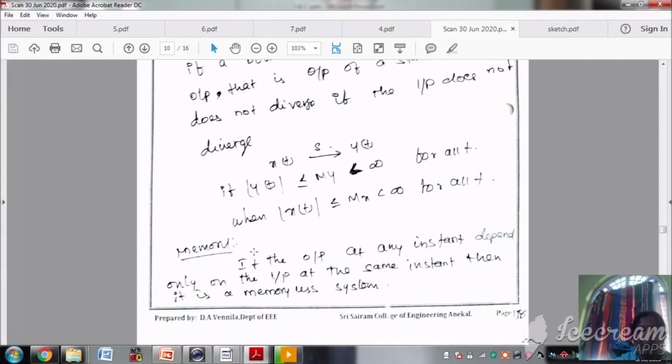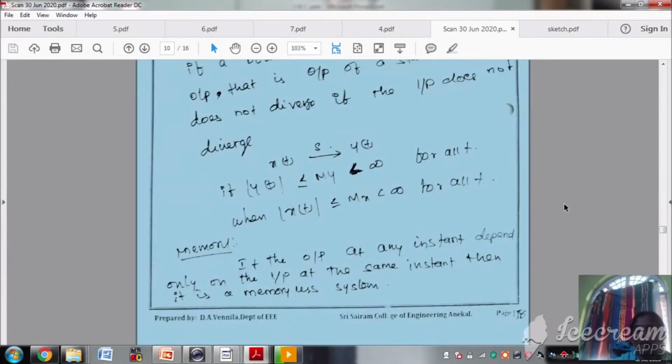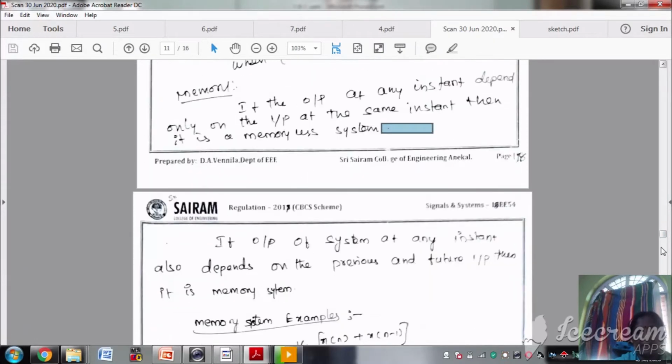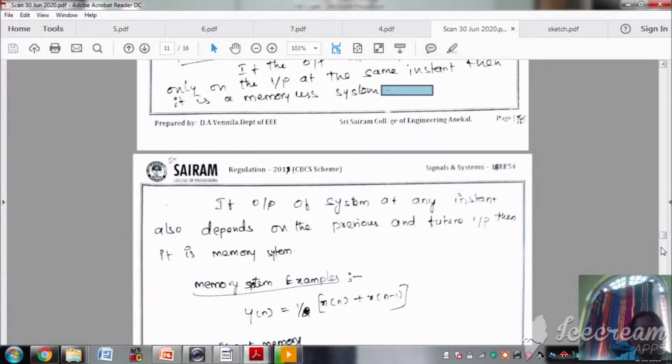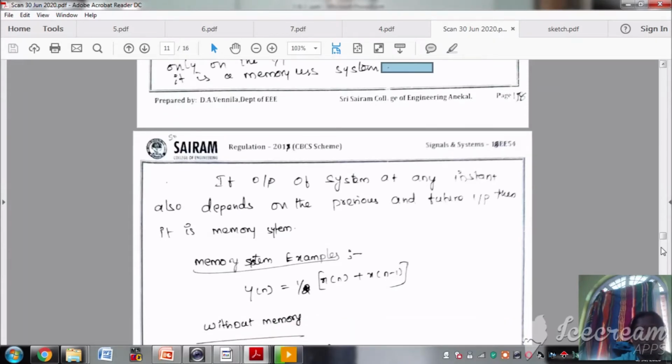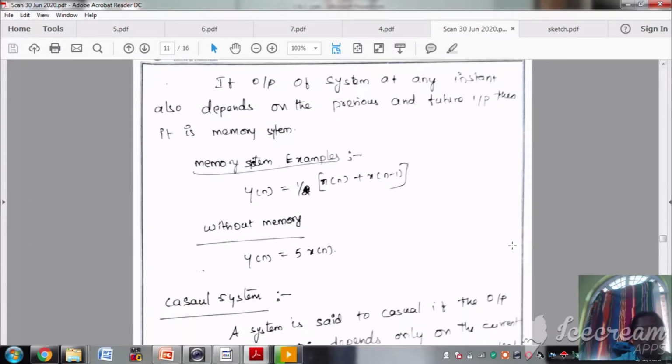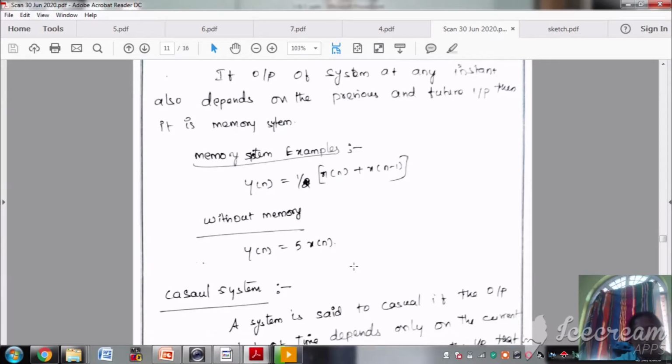The next one, memory. If the output at any instant depends only on the input at the same instant, then it is said to be a memoryless system. If the output of the system at any instant also depends upon the previous and future input, then it is said to be a memory system. For example, in a memory system, x of n minus 1 is your previous value and x of n is your present value. Without memory means there is no shifting or multiplication with time. That is a memoryless system. These are examples of memory and memoryless systems.